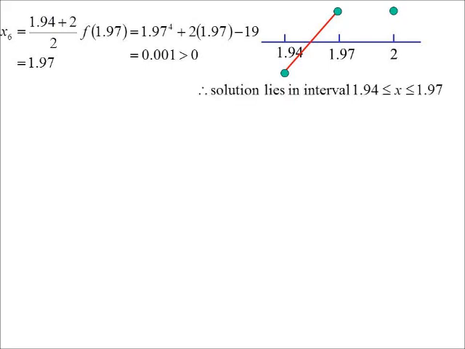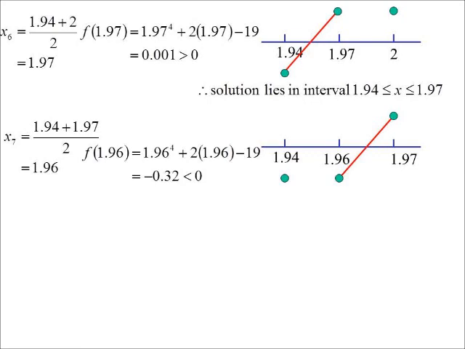Let's see. We're going in between now 1.97 and 1.94. Average those, I get 1.96. That's negative. Okay. Well, I now know I'm in between 1.96 and 1.97. So the question is, remember we're doing this to 2 decimal places. Well, I don't need to halve the interval again, or do I?